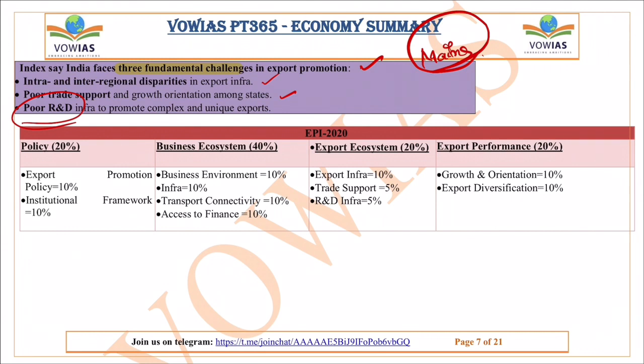Okay? So this export performance index is divided as follows: 20% is allocated to the policy, 40% to the business ecosystem, 20% to the export ecosystem, and 20% to the export performance. Okay? So in this way it is classified. You can just pause and go through this once, for your information.